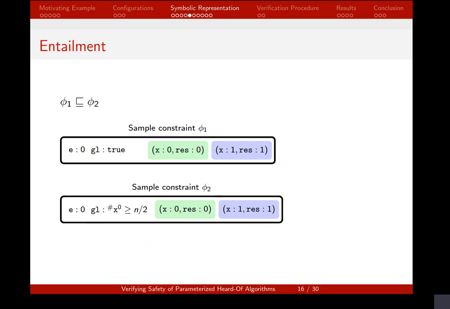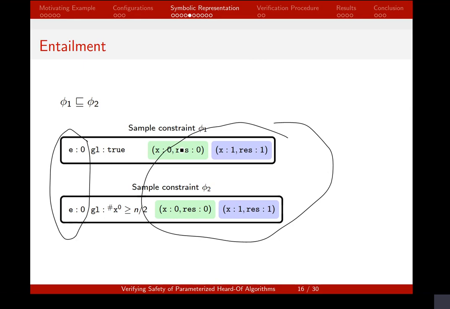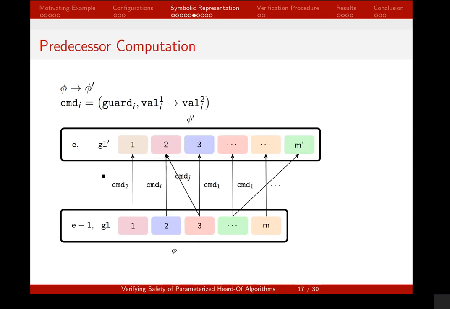Then we need to define also our entailment relation. We say that the constraint phi1 is smaller than or equal to phi2 if, first of all, they have the same control location, and second, they have the same process groups. And last, we require that the global condition in the bigger constraint entails the global condition in the smaller constraint, which means intuitively that the bigger constraint is more restrictive, or stronger, than the smaller one.